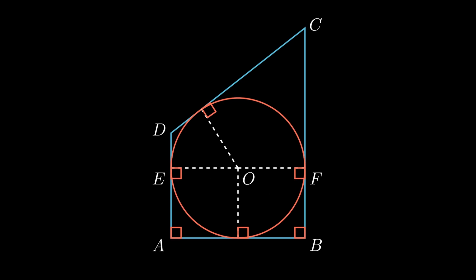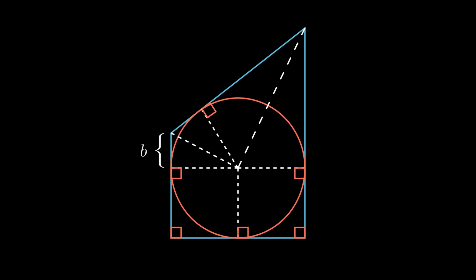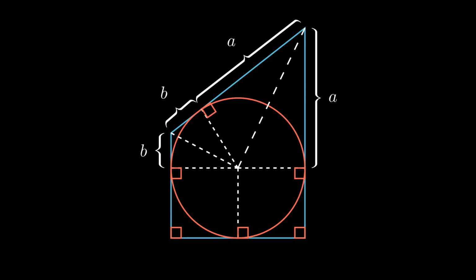For this part of the problem, we have to draw two more lines, OD and OC. Let's start by labeling the sides. Let ED be B. But if ED is B, then this part should also be B. This is because they are the intersecting tangents of the same circle. Similarly, let CF be A. And hence this part will also be A for the same reason.